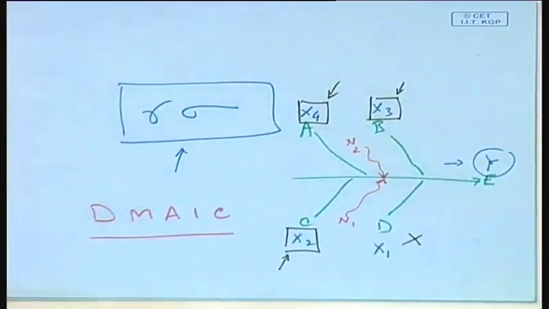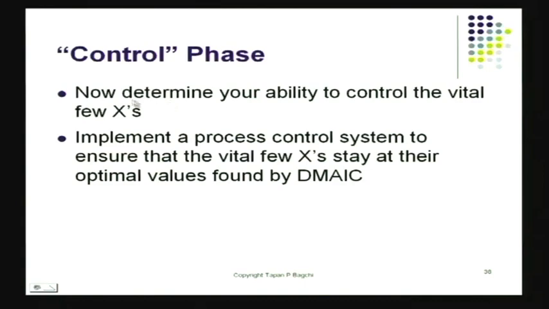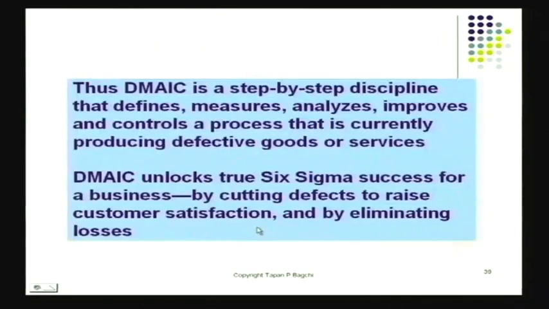This would be done when I come to this step called control. See that slide there? It says control phase, and it says now determine your ability to control these vital x's. Now that I've identified them, I should have the means to control them. This will be done when I've actually focused. I've come down to this level of process control.